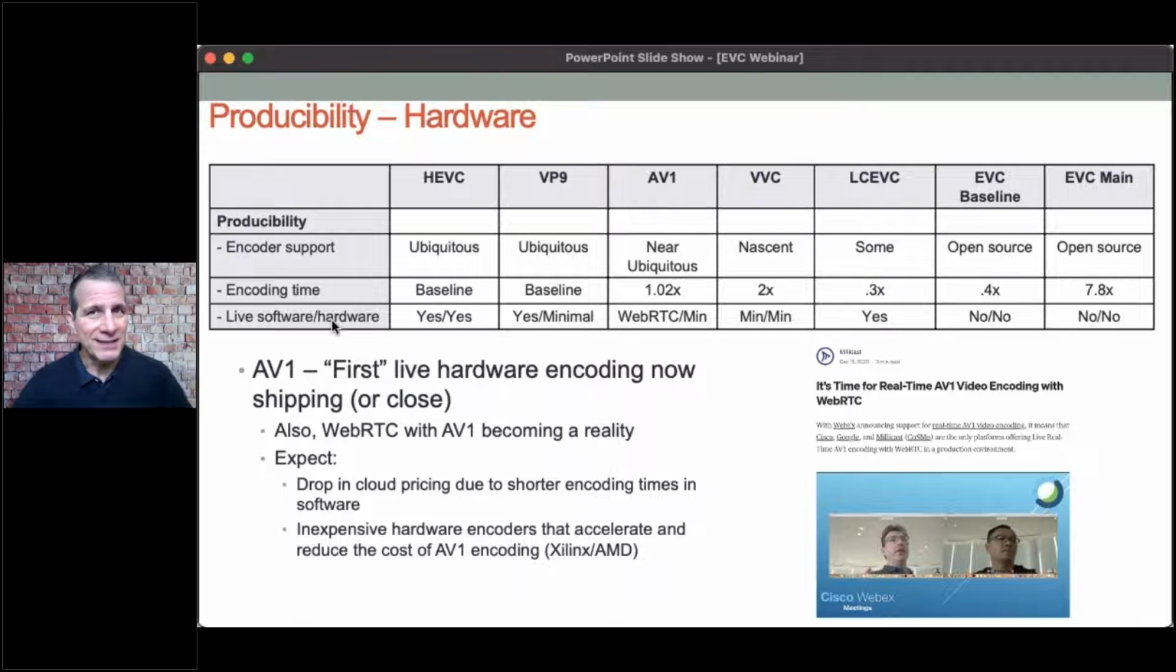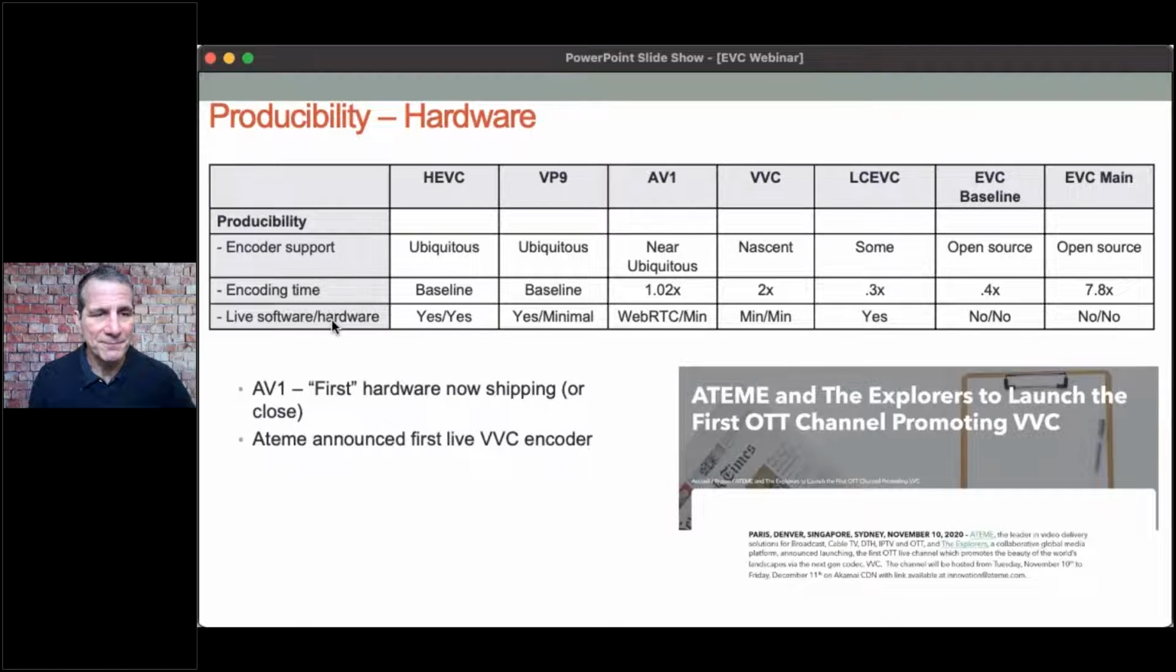I also think companies like Xilinx, now AMD, are going to be announcing low-cost hardware accelerators that are kind of like the Google Argos video compression unit. I think VCU is what they called it, which is hardware acceleration for VOD encoding, not just live. So I think the entire cost structure for AV1 encoding is going to drop pretty significantly between now and mid 2023. We saw ATEM announce the first live VVC encoder.